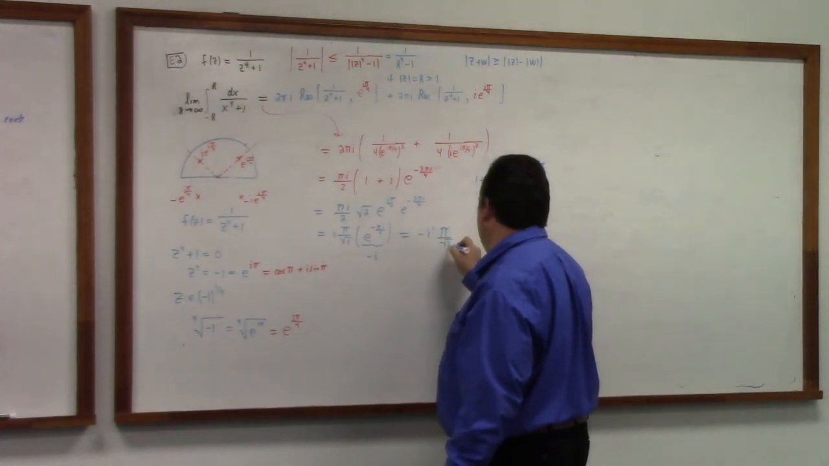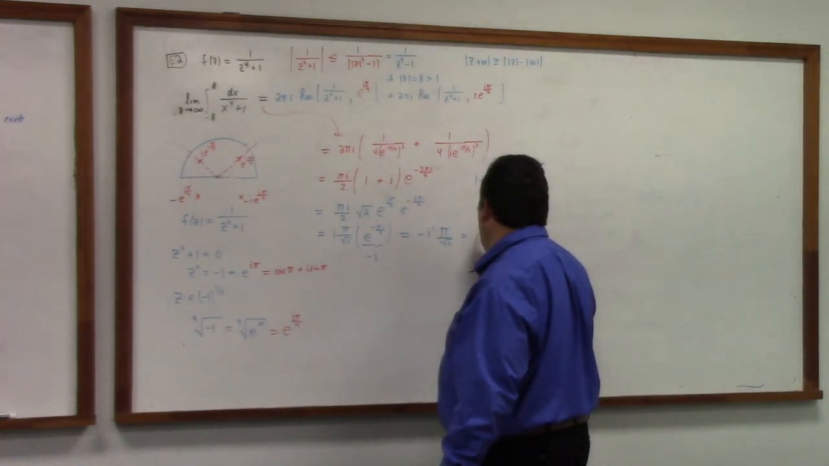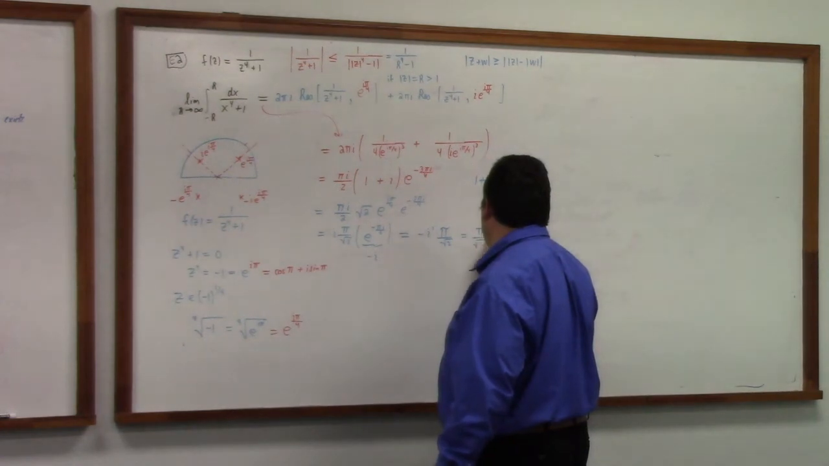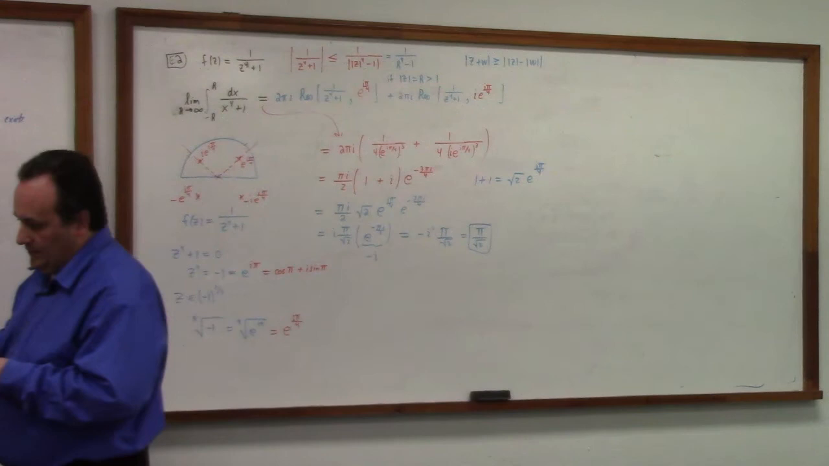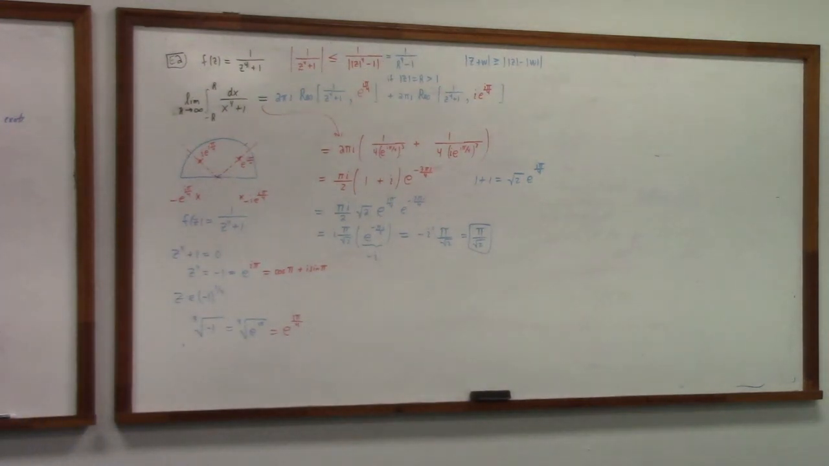So I think if I haven't made yet another mistake here, I believe we get pi over root 2. I'm scared to look at my notes. Okay, pi over root 2. Whew. This was example 7.2.3 on page 148 of my notes if you're curious.